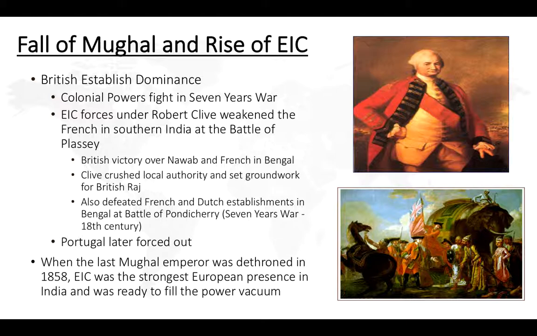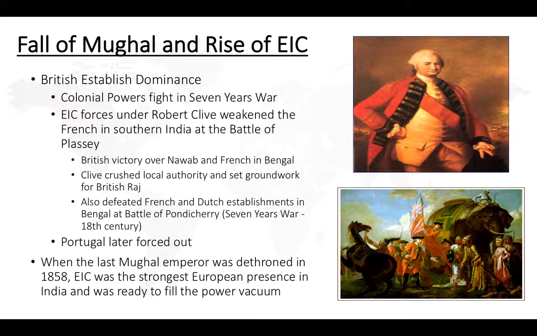And we've been seeing it. We've been seeing their success in the 7 Years' War, where they gain major control of the Americas. And the East India Company forces, under a man named Robert Clive, are going to really weaken the French influence in India, and that's really when the English completely take over control. Clive is also going to crush local authority and set the groundwork for the British Raj.